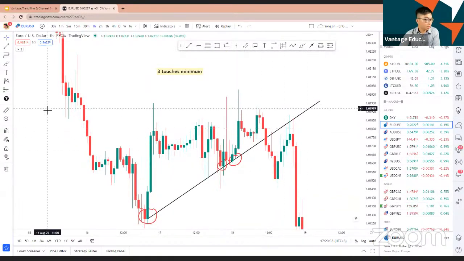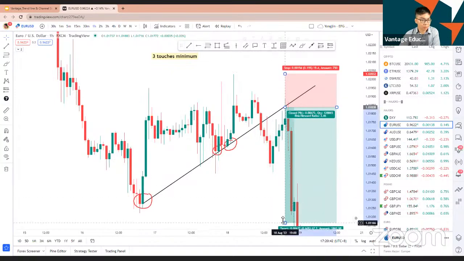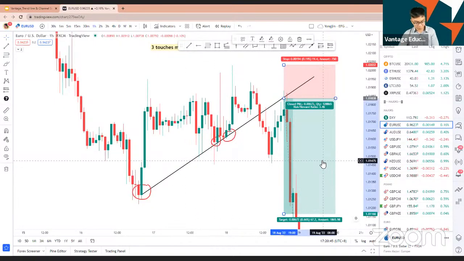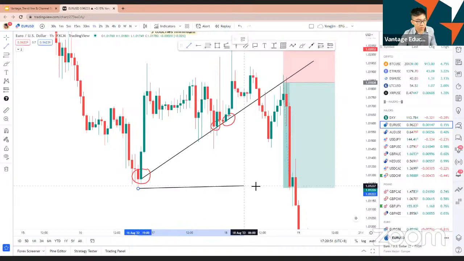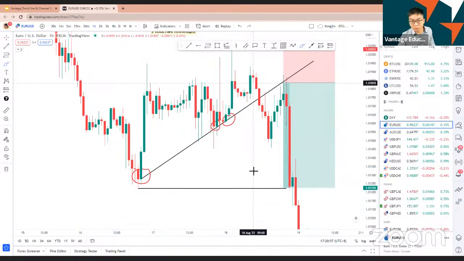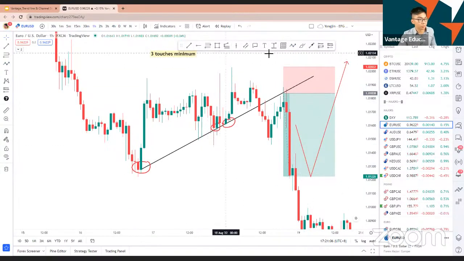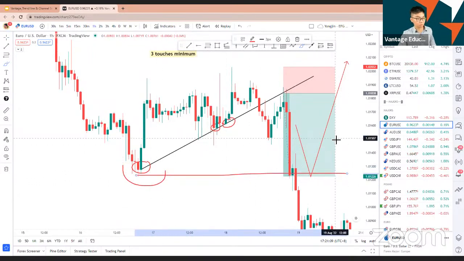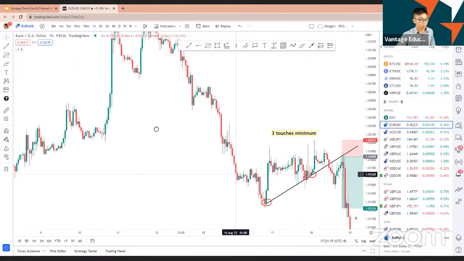Okay, price retrace back up. Tapped. Stop loss above. And it went all the way down. As usual, please remember to take partial profits below the previous swing low. It's a strong area. Price could potentially go back down, and it bounced off the previous swing low. Okay, moving on.